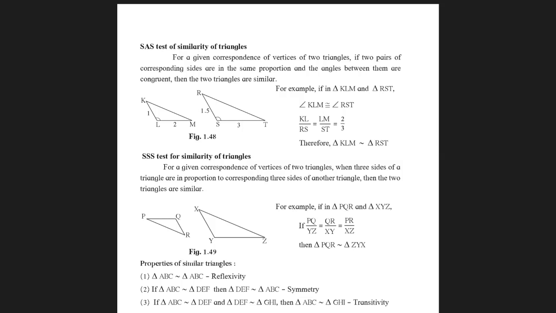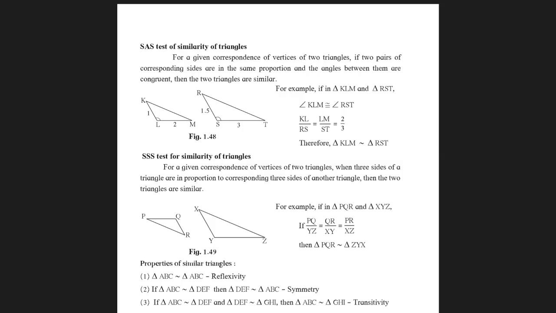Now in this case, example, triangle KLM and triangle RST. You have angle KLM congruent to angle RST. Now these two angles are included between the two sides KL and LM, and in the other triangle RS and ST. Okay. Next, what is KL upon RS? It's 1 upon 1.5. And on the other side, LM upon ST, that is 2 upon 3. Are both of them equal?